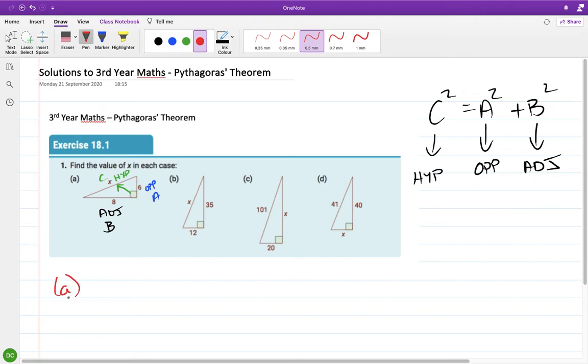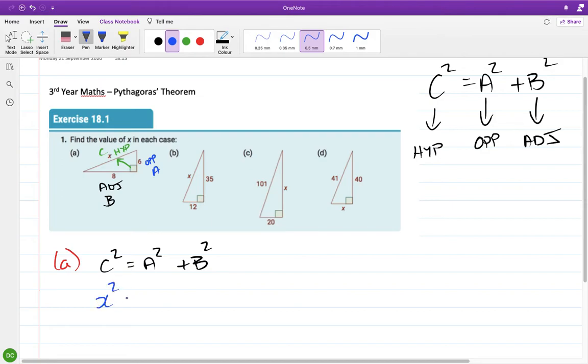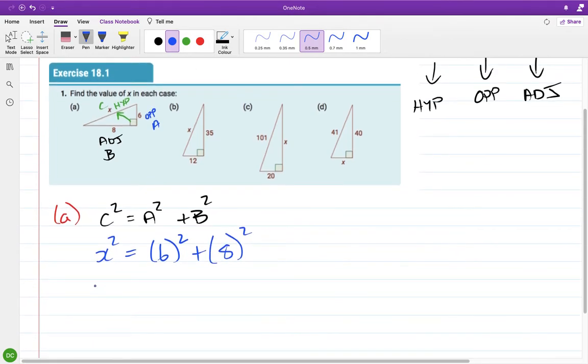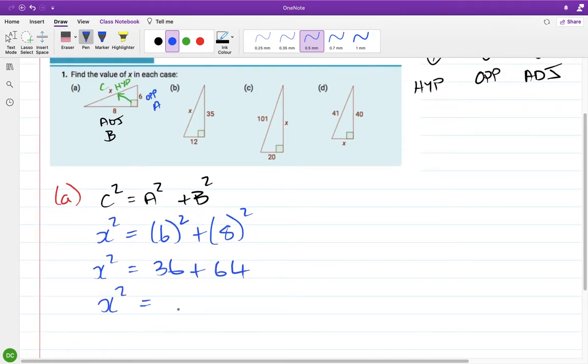Okay. So for part A, C squared equals A squared plus B squared. We get X squared equals 6 squared plus 8 squared. X squared equals 36 plus 64. X squared equals 100. And then square root both sides. And we get x equals 10.